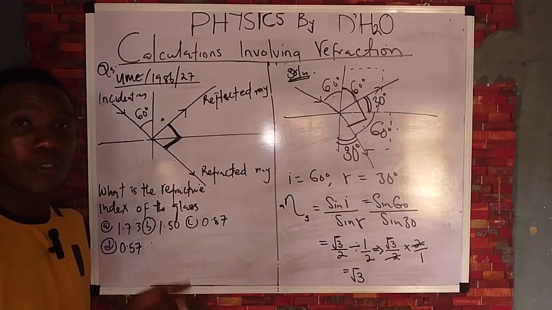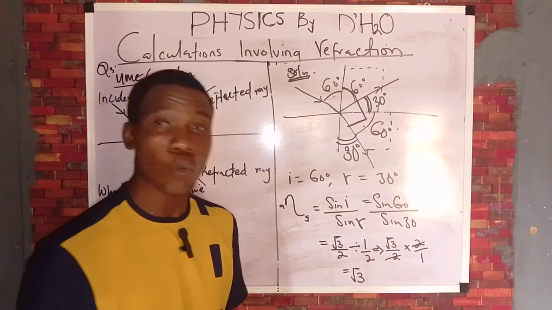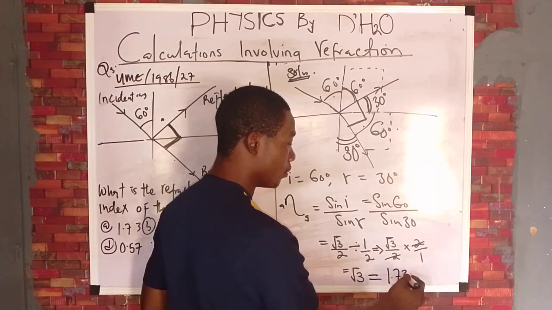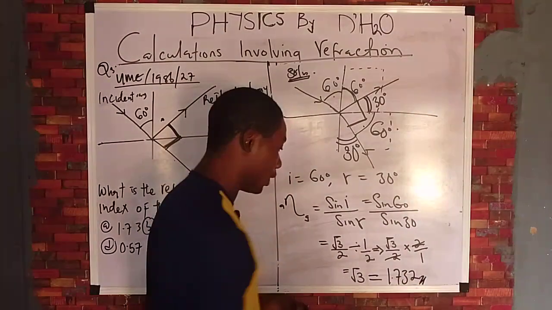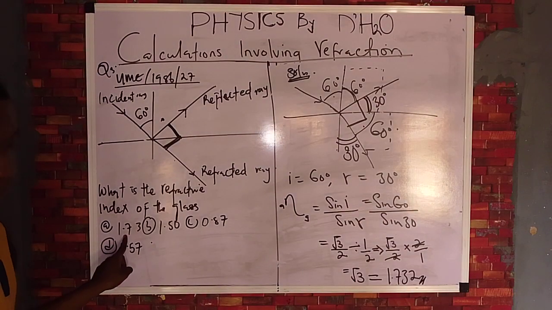Now let us see. Our answers are not given to us in short form, so we have to break it down. So what's the value of root 3? The value of root 3 will give us 1.732. Then let's check if our answer is in the options. The answer is A. That's 1.73 in 2 decimal places.